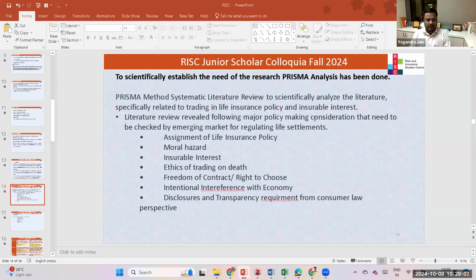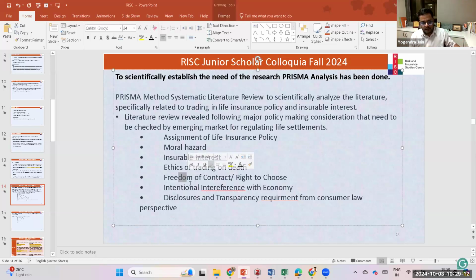Other points are very similar and easy. Ethics of trading on death, as I just mentioned when I was discussing the moral hazard example. Another is freedom of contract. There is a lot of discussion on this in jurisprudence, in legal theory, that everybody should have freedom to make a contract as per their own choice. I'll not go into the detail because that will take much time. I'll be focused on insurable interest.